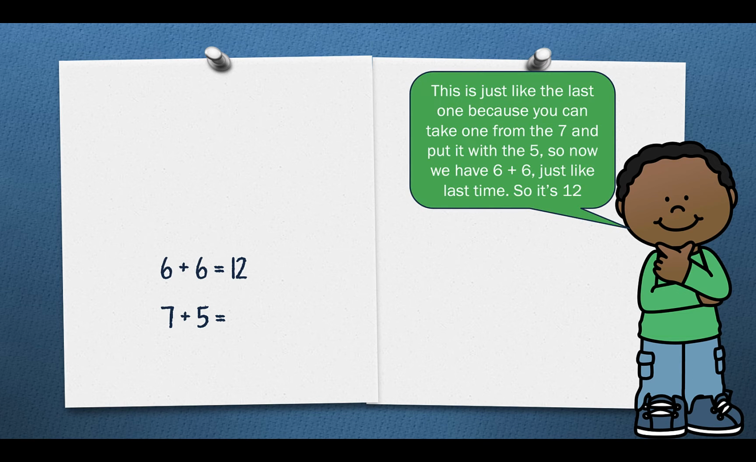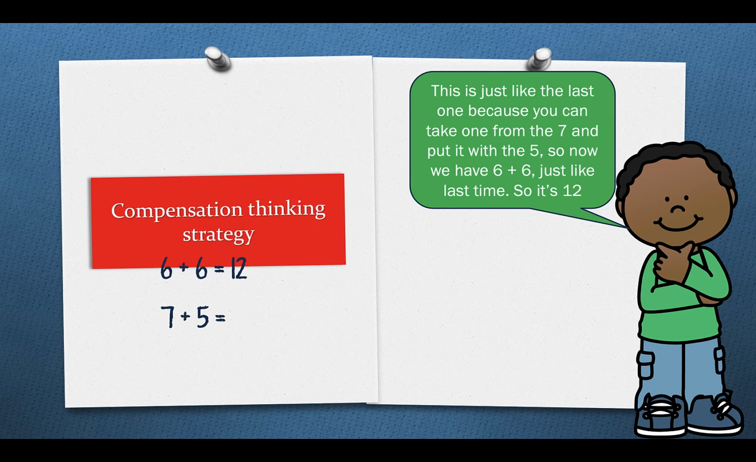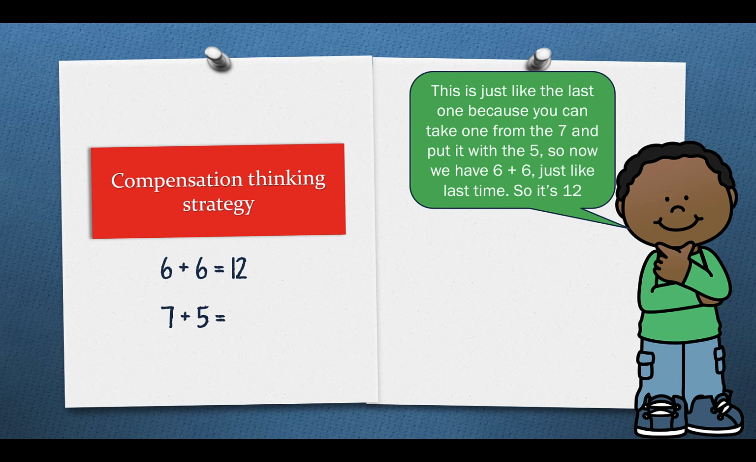Suppose the teacher poses the task 6 plus 6 purely numerically, and the class agrees that the answer is 12. And then the teacher poses the task 7 plus 5. If a child says, well, this is just like the last one because you can take 1 from the 7 and put it with a 5, so now we have 6 plus 6, just like last time, so it's 12. We would say the child used a thinking strategy. In this case, we call it the compensation thinking strategy.